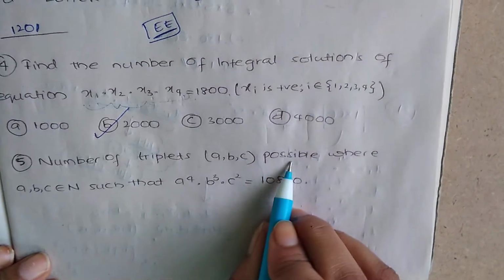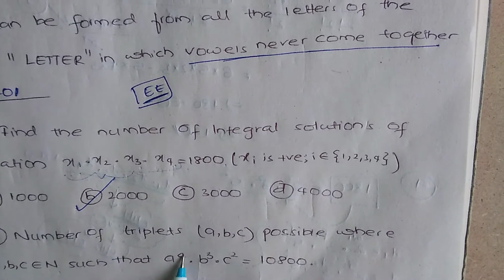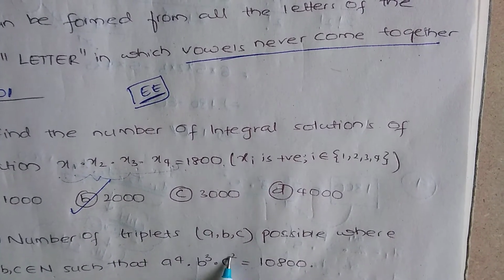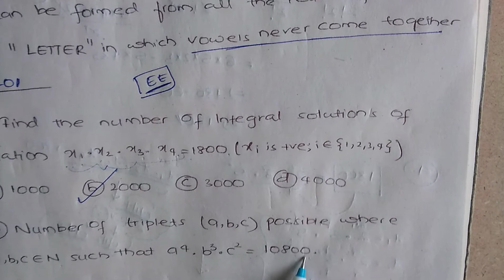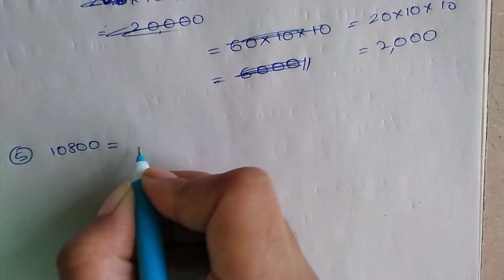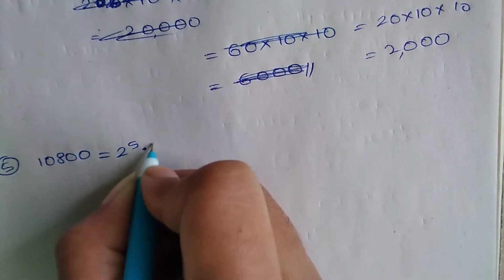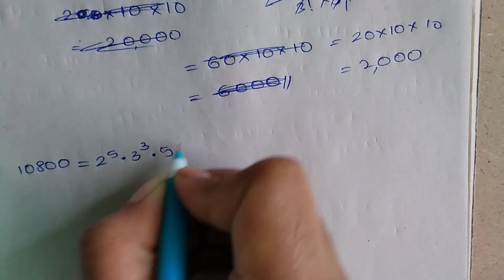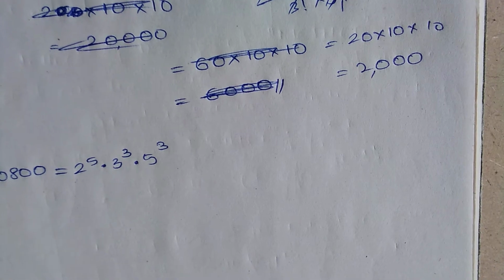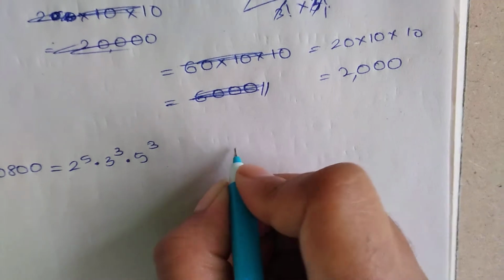Okay. Number of triplets a, b, c possible where a, b, c belong to natural numbers such that a power 4 into b cube into c square is equal to 10800. For this also you have to write 10800 in its prime factors. What do you get? 2 power 5 into 3 power 3 into 5 power 3. Yes or no? Once you verify it, yes, you get it this way.